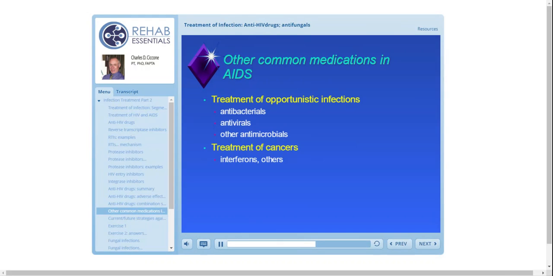Also, treatment of cancers. Again, for patients that have progressed to AIDS, interferon can be helpful in controlling cancers like Kaposi's sarcoma. So obviously we want to keep the immune system functioning to prevent the need for these other drugs. But if a person has progressed to AIDS, these drugs may almost always be necessary in some version.